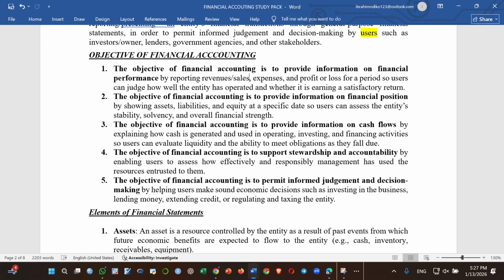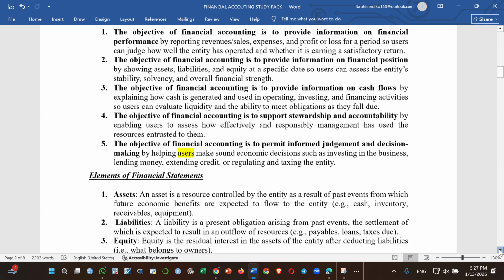Then the other objective, we have the stewardship part. That one is for accountability, to make sure that the management uses the resources entrusted to them effectively and responsibly. And then number five, another objective is that financial accounting also permits informed judgment and decision, so as to allow the users, the keyword here is the word users, to make sound economic decisions. Good.